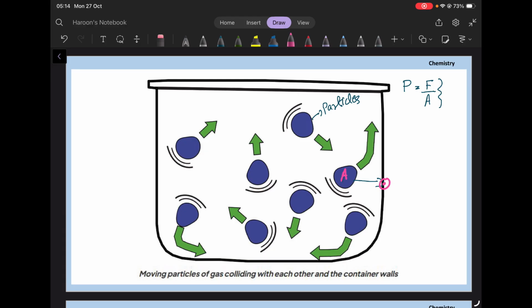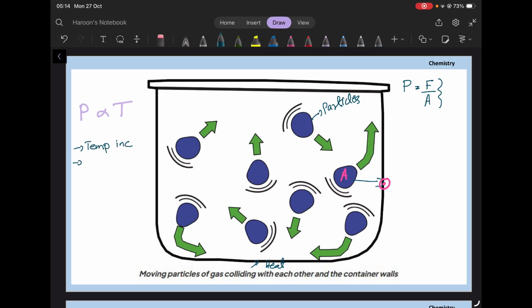So when I increase my temperature, we discussed on the previous slide, pressure has a direct relationship to temperature. So when I increase the temperature over here, let's say I'm giving heat over here. So when I give heat, the temperature increases. Temperature would increase.